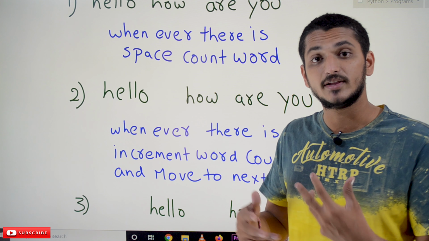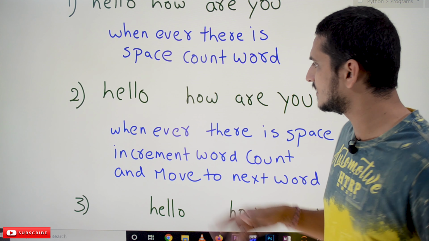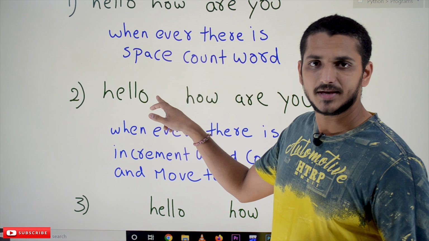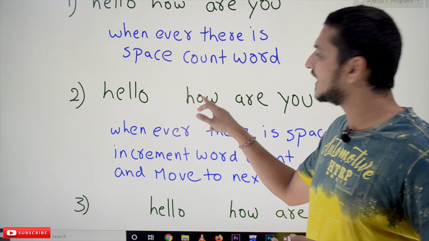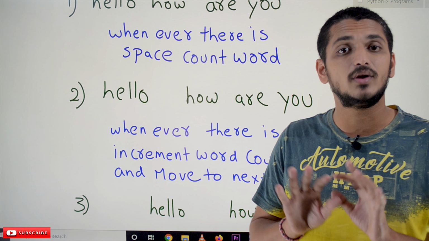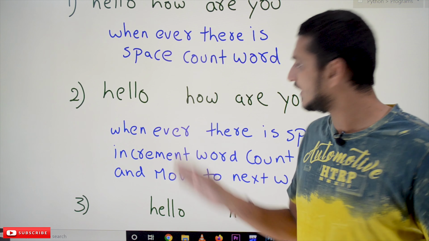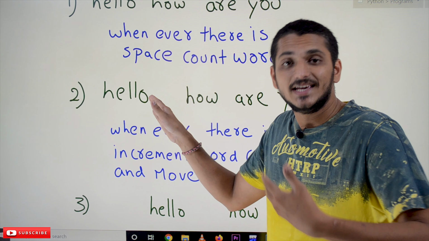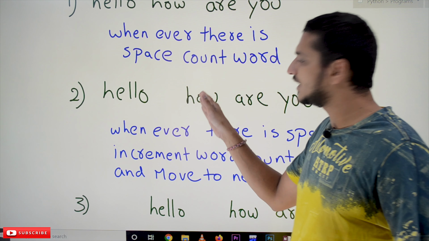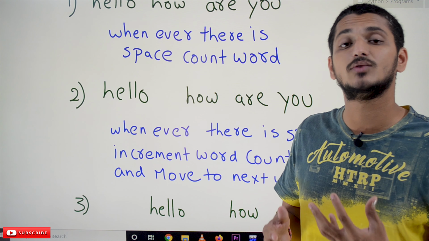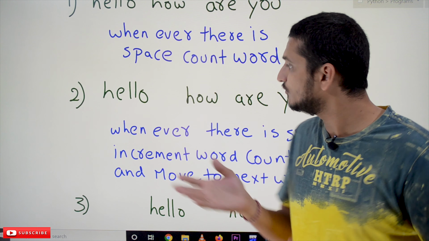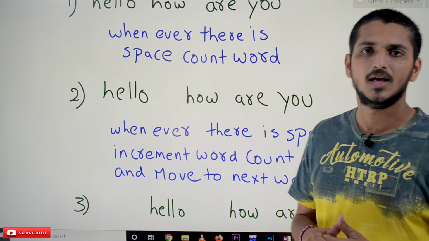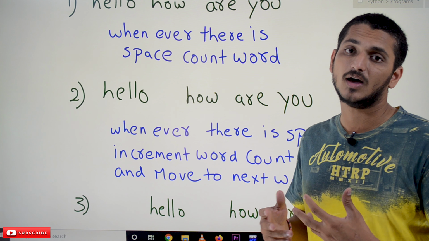So identify the new logic. What we are doing here is, whenever there is a space, increase the word count and move to the next word. Until then, don't increase the word count. Whenever there is a space, increase the word count and move to the next word. That is the logic we identified. Assume that is the logic we got in our mind when we saw this string. But this also doesn't work for other strings.